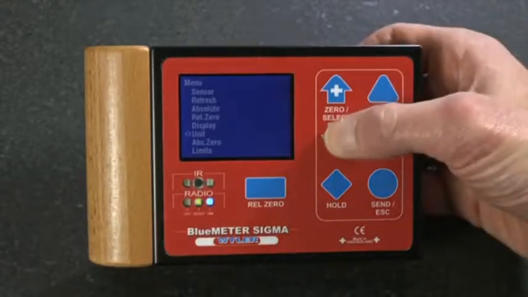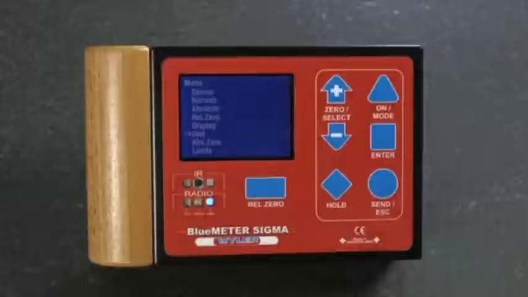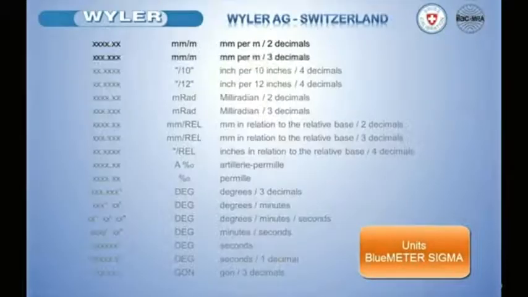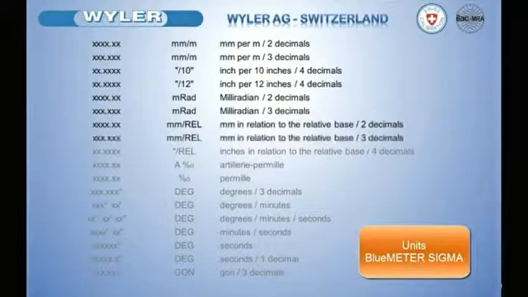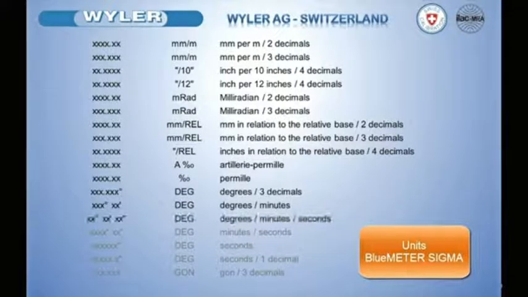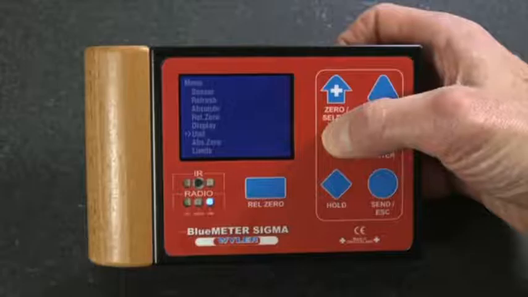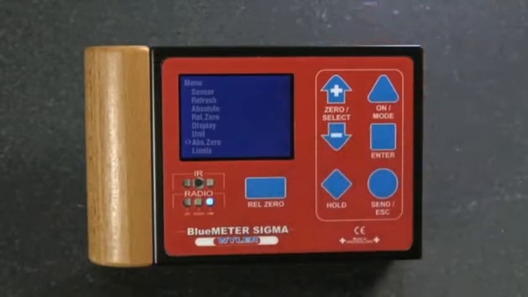In the menu Unit, the measuring unit of the display can be defined. For example, millimeter per meter, arc seconds, milliradian, etc. In the menu Absolute 0, the zero offset of one or several instruments will be determined by a reversal measurement. This means that the instrument will afterwards show the absolute measuring value. This is necessary when you intend an absolute measurement.